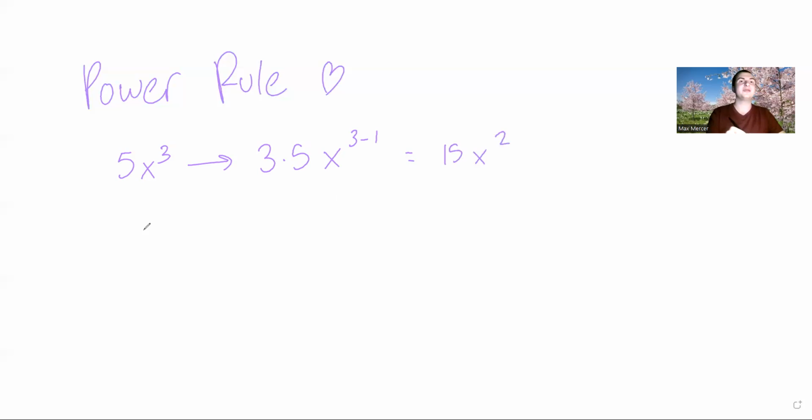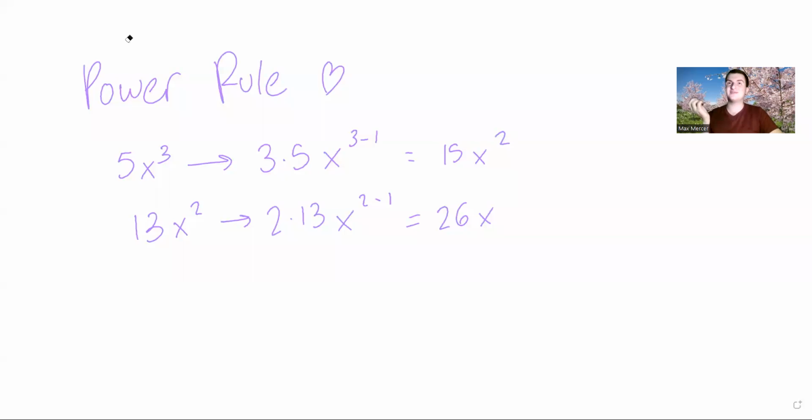Another example could be 13x squared. That's the same thing as 2 times 13, x to the 2 minus 1, with respect to x, of course. Then we have this answer of 26, x to the first power. Usually, we don't need to write the first power because it's the exponential identity. So you could just say 26x, and that would be the same thing.